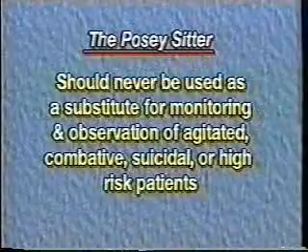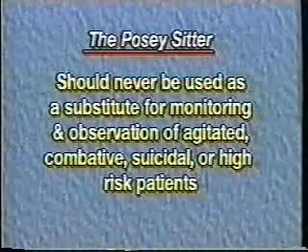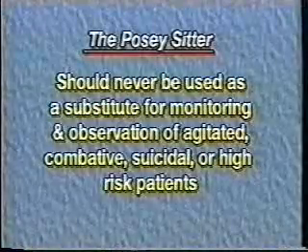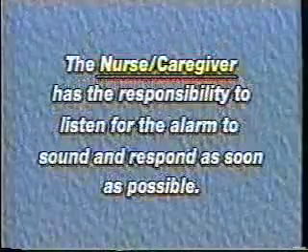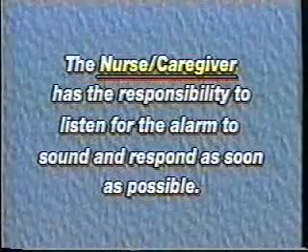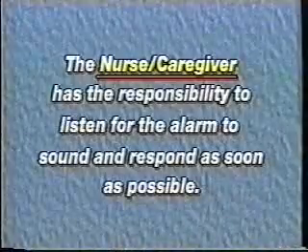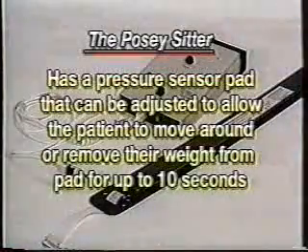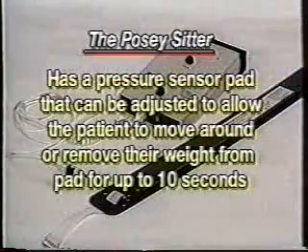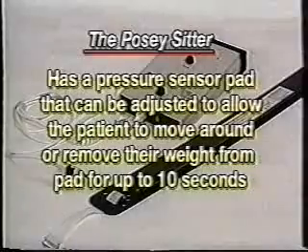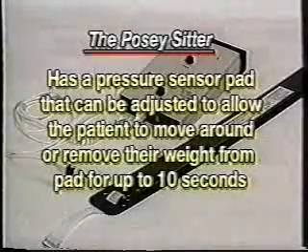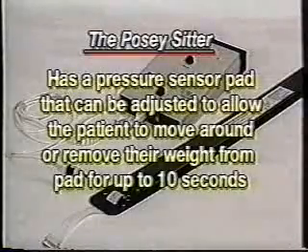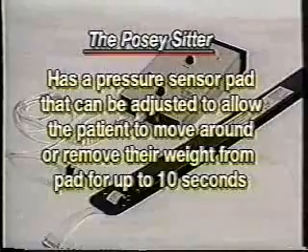The Posey Sitter should never be used as a substitute for monitoring and observation of agitated, combative, suicidal, or high-risk fall patients. The caregiver has a responsibility to listen for the alarm and to respond as soon as possible to see what has caused the alarm to sound. The Posey Sitter uses a pressure sensor pad that is attached to an alarm box that will sound an alarm when the patient moves their weight off the pad. The Posey Sitter can be adjusted to allow the patient to move about in bed and remove their weight from the pad for periods up to 10 seconds.